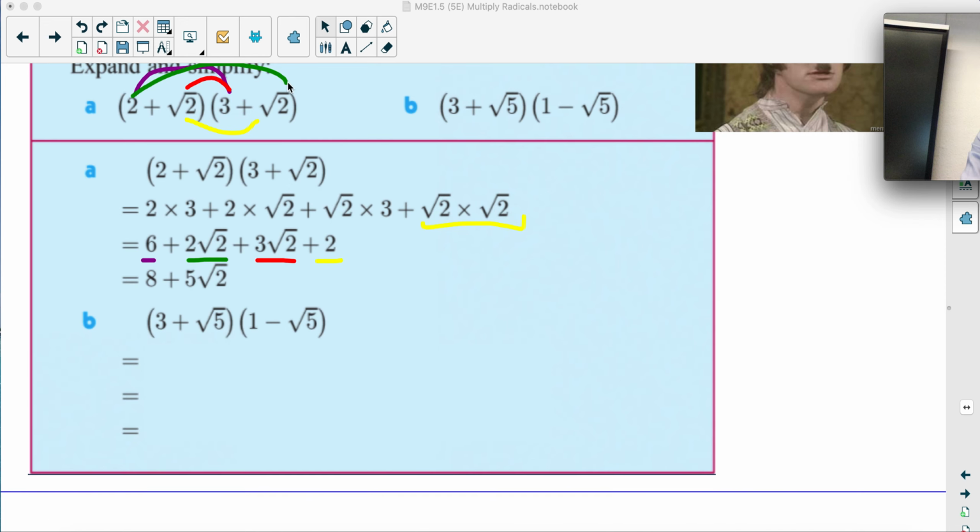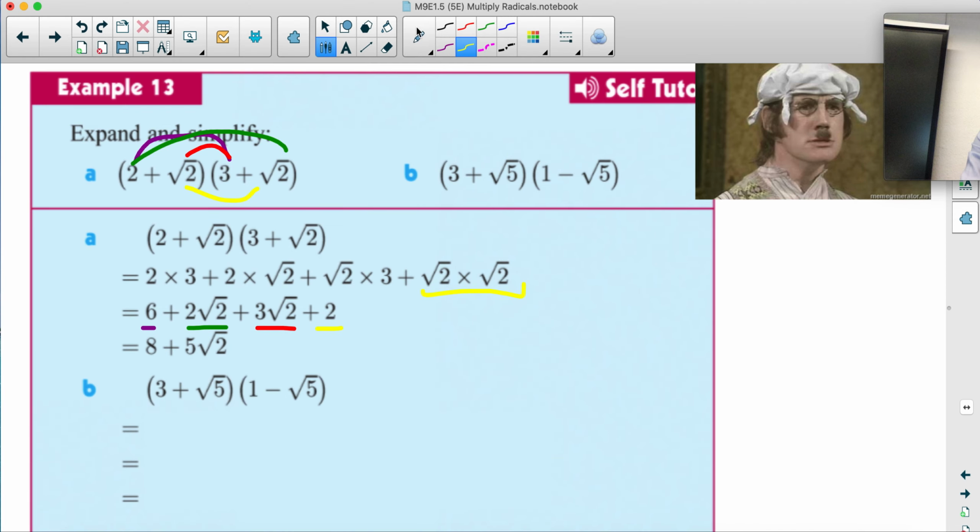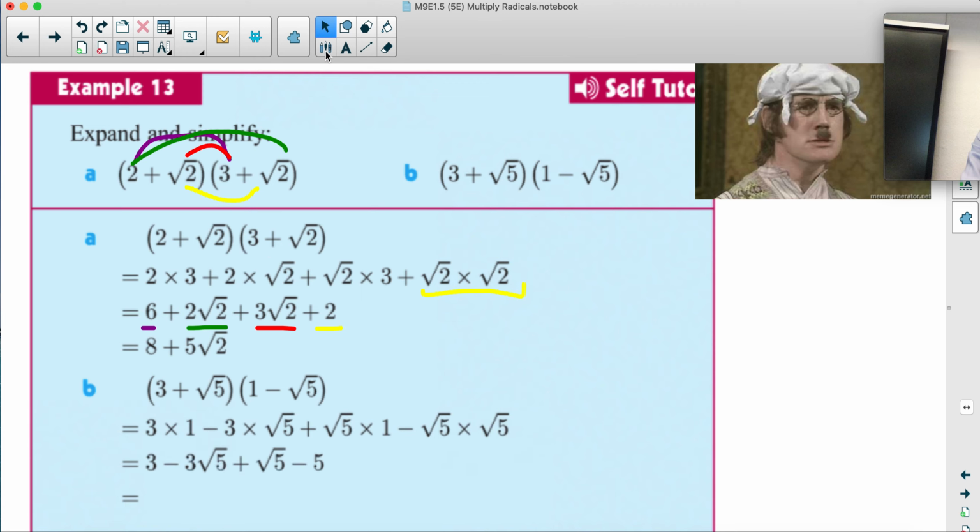All right, let's play the same game with this one. Let's see. So, let's do this. When we multiply these in, this 3 and the 1 give you this. The 3 and the negative root 5 give you negative 3 root 5. Careful of your signs. The root 5 and the 1 are both positive. They give you that. And then root 5 times negative root 5 gives you a negative result, but the root 5s cancel out. You get negative 5.